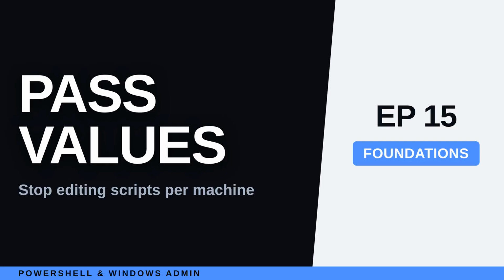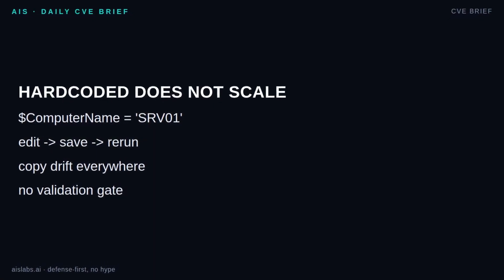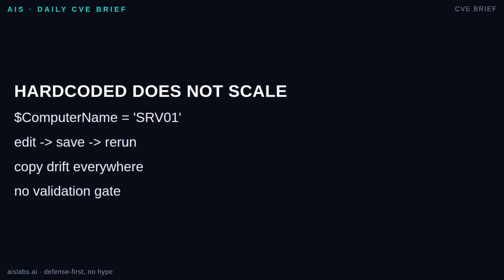That was not a PowerShell problem. That was a script design problem. PowerShell parameters would have made the target explicit every single run. Hard-coded values feel fine when you have one machine and one task. You put $ComputerName = SRV01 at the top, run the script, and move on. At fleet scale, that becomes a trap.